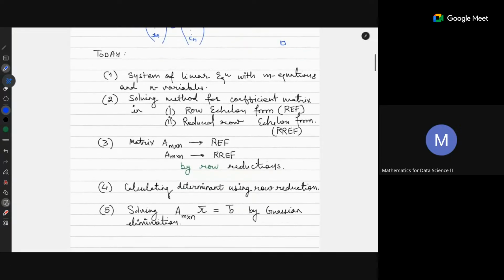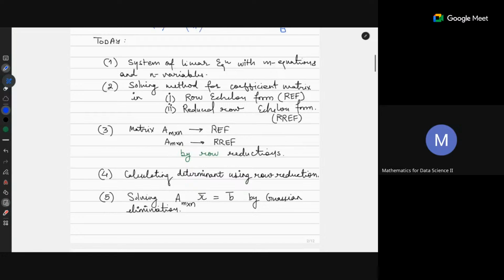Now, today's topics of discussion are, first, we will look into the system of equations which is of non-square type. That means it has m equations and n variables, so it will correspond to a coefficient matrix of order m cross n. Now we will look at some special types of coefficient matrix, in these two forms: row echelon form and row reduced echelon form. If your coefficient matrix is of this form, then how can we solve our system of linear equations?